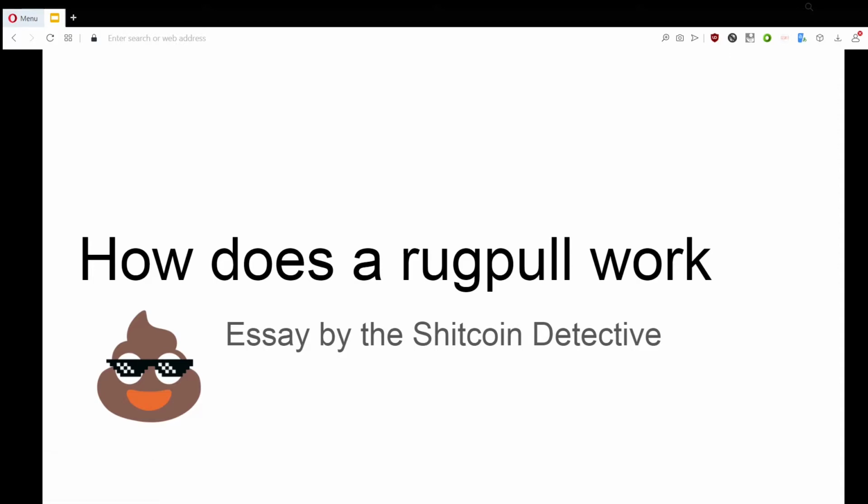Hello everyone, this is the Shitcoin Detective, and today I will explain to you what happens when someone rug pulls the liquidity, and I will try to go into details why you can't sell the tokens and how they make money doing this. For this example I'm going to use the Binance Smart Chain and PancakeSwap, but actually the same is applicable to any other swapping places or any other blockchains like Uniswap and the Ethereum network.